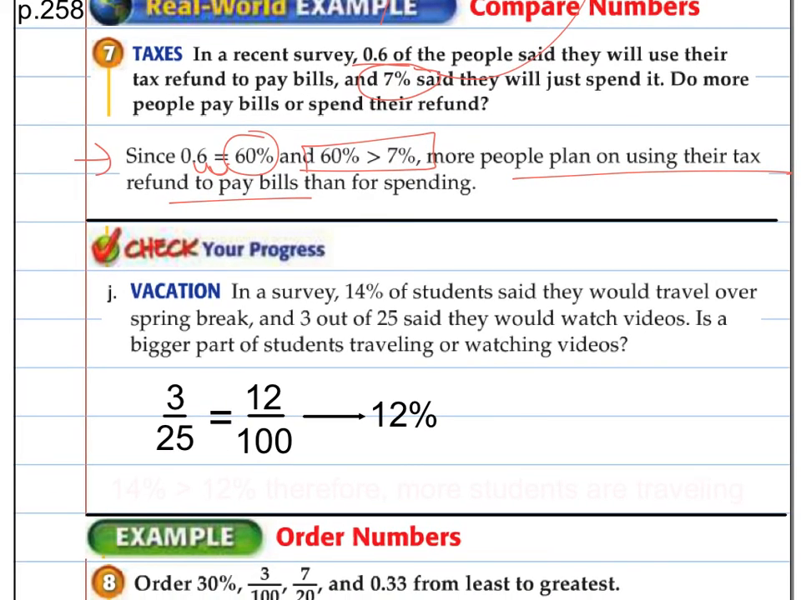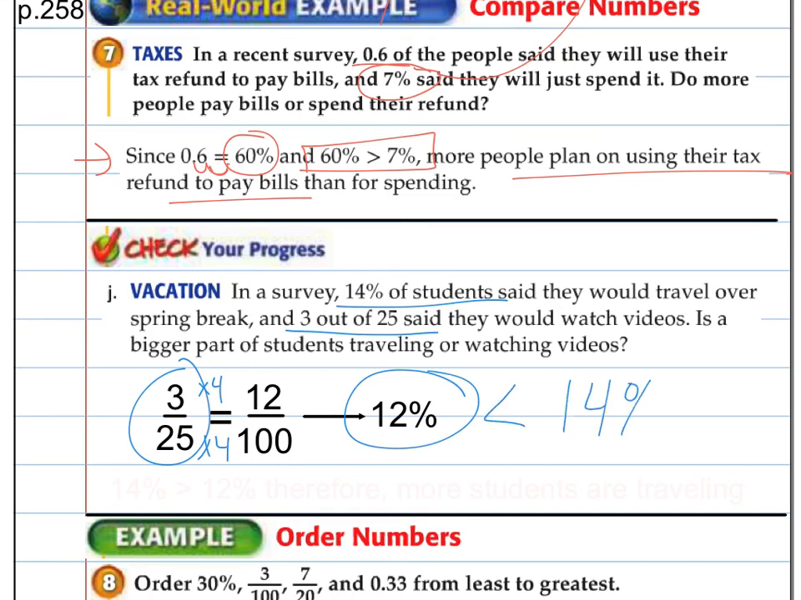So in a survey, 14% of students said they would travel over spring break. 3 out of 25 said they'd watch videos. Is a bigger part of students traveling or watching videos? So looks like in this case we decided to set up a proportion, or multiply by 4 to get to 100. So 3/25 is the same as 12%. Well, 12% is less than the 14%. So that means more students are traveling because 14% is more.